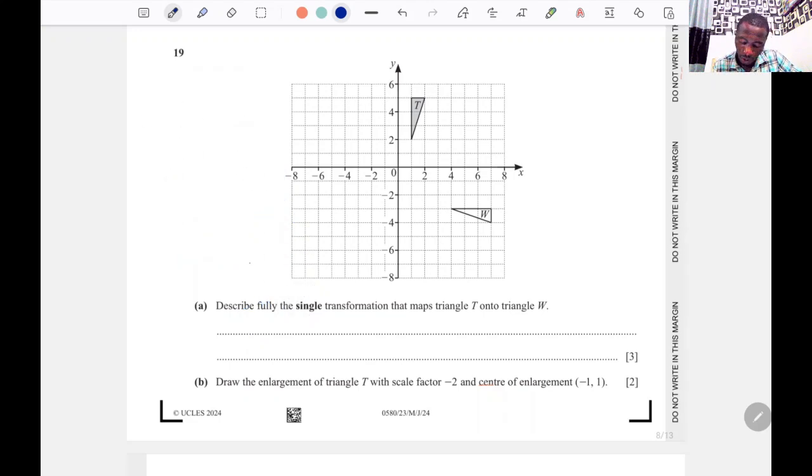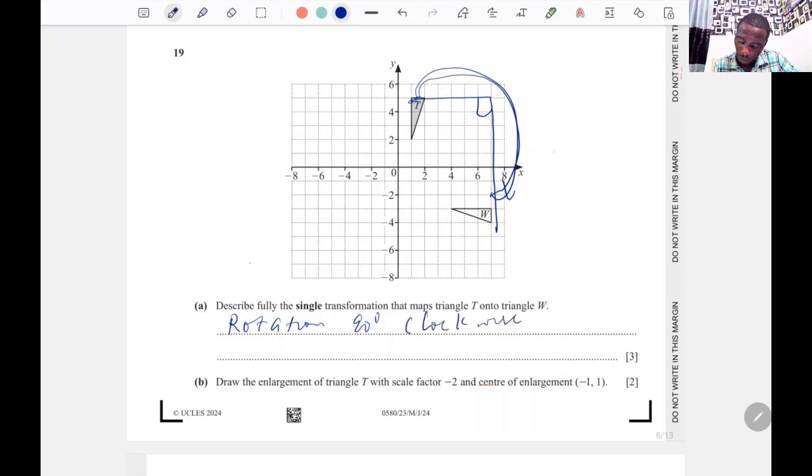The question wants us to describe what kind of transformation. Is it reflection? Is it rotation? Or is it enlargement? Clearly you can see that it was like this, then you now rotate it like this. So it means it is rotation. Now, it is a single transformation, so at what angle did it rotate? If it rotates once, a single transformation, it means it rotates by 90 degrees. How? Clockwise.